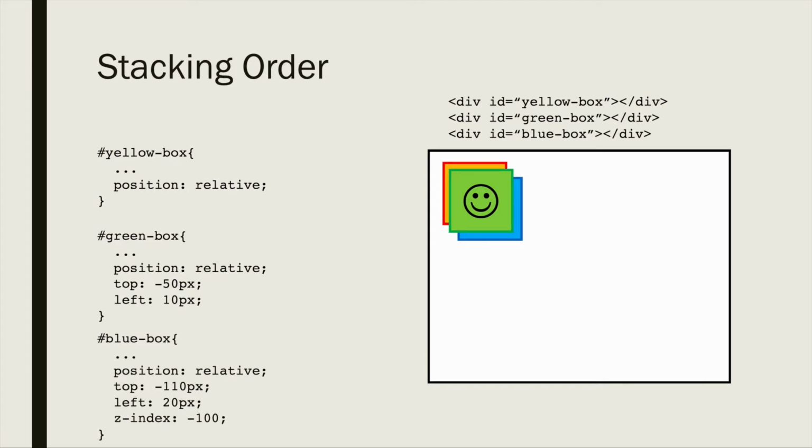blue box to have a z-index of -100, that pushes the blue box to the back of the page because the other elements have by default a z-index of 0. If we add the yellow box to have a z-index of 100 versus -100, that pulls the yellow box to the front, so that way we can actually see what's on that element, and the others are pushed behind.